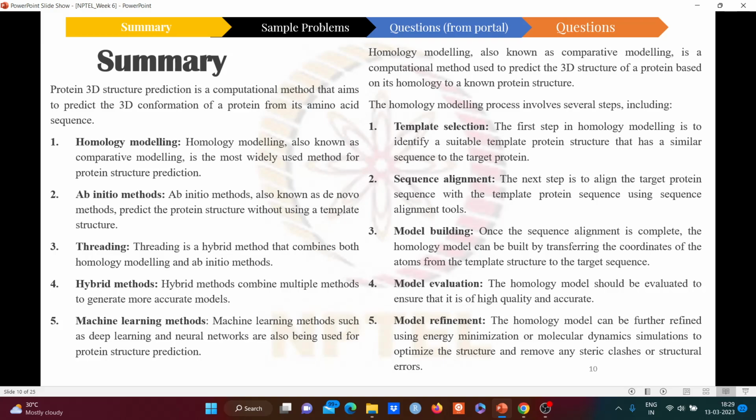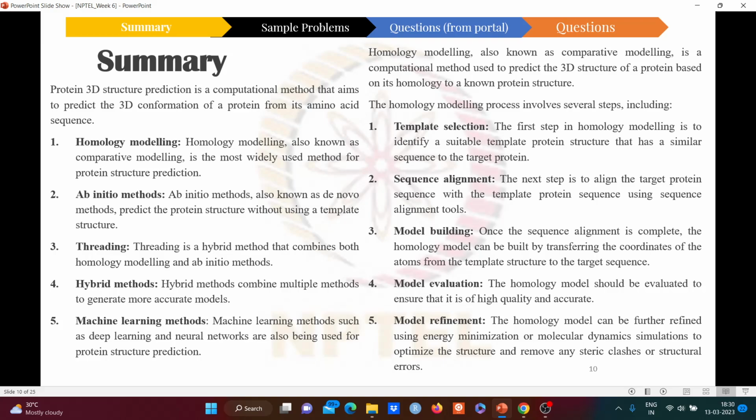Next is the model building. Once sequence alignment is completed, the model can be built by transferring the coordinates of the atoms from the template structure to the target sequence. This can be done by using software such as Modeller or Swiss-Model.